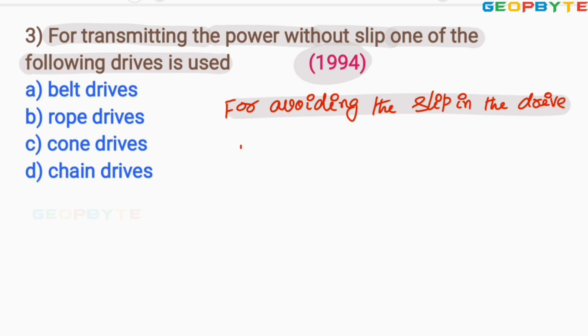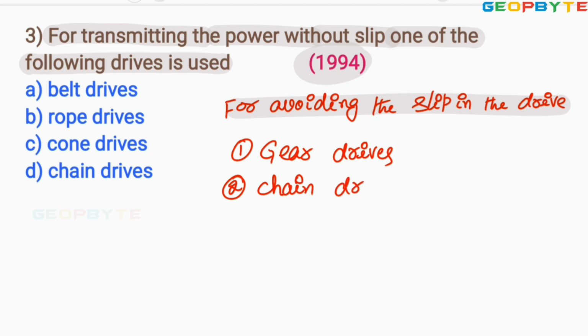remember, you need to select either gear drives or chain drives. Gear drives and chain drives can avoid the slip. Look at the options. Belt drives, no. Rope drives, no. Cone drives, no. Option D, chain drives, absolutely correct. I hope you got my point. Let us take the next problem.